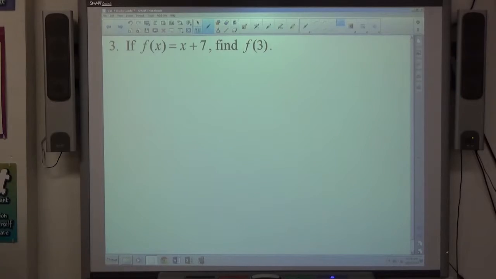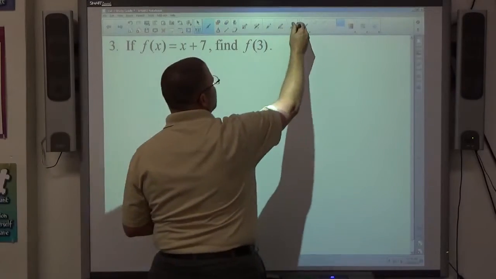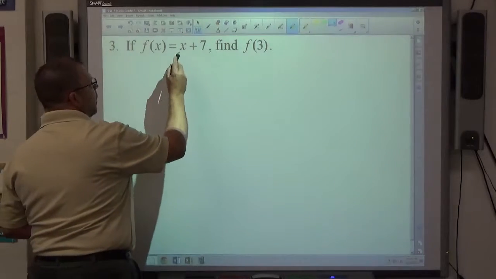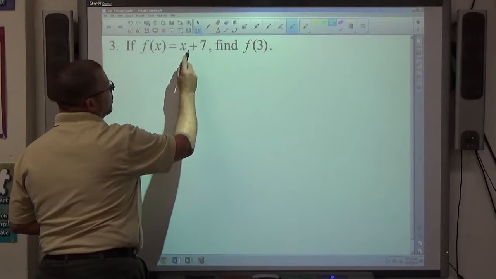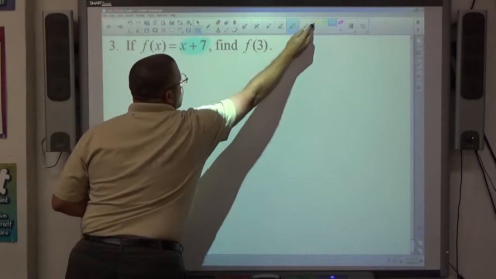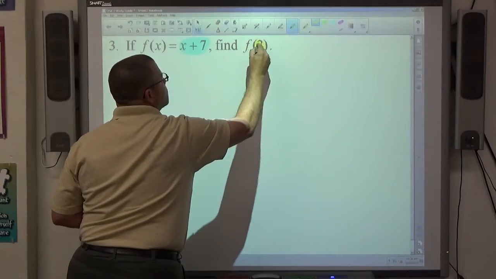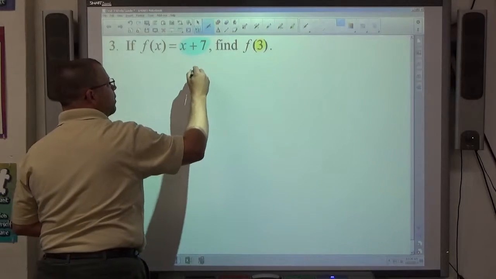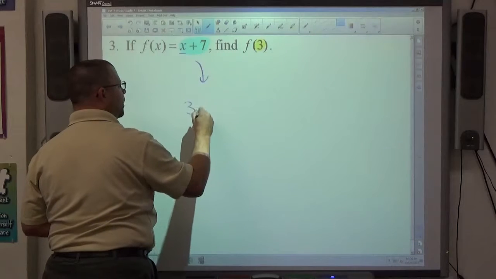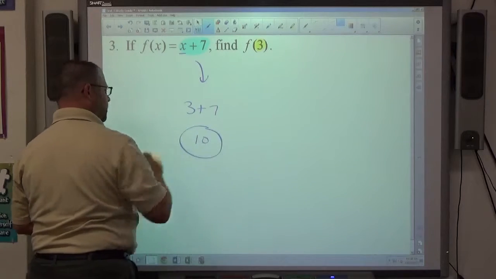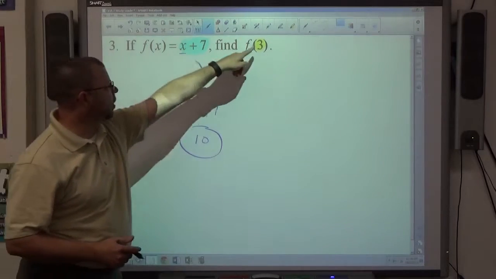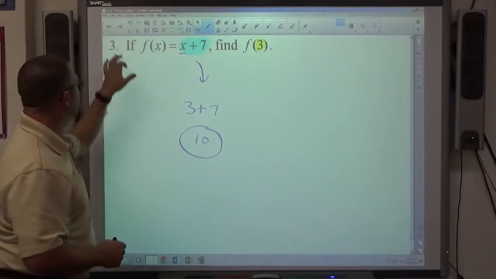Number 3 is function notation, and this is really simple. As far as problems on the test, it's probably one of the easier ones. All a function notation problem is, it's telling us to evaluate this expression when x equals that number. So to do this, I simply take that expression and I change x into a 3, and that's it. So x plus 7 is the expression, change x to 3, 3 plus 7 is 10.